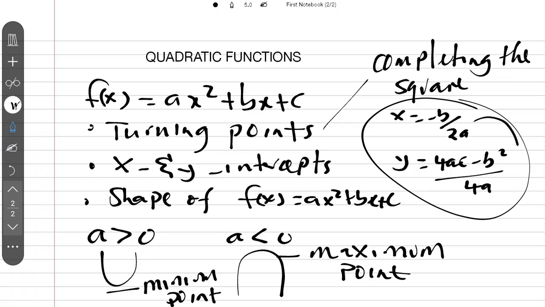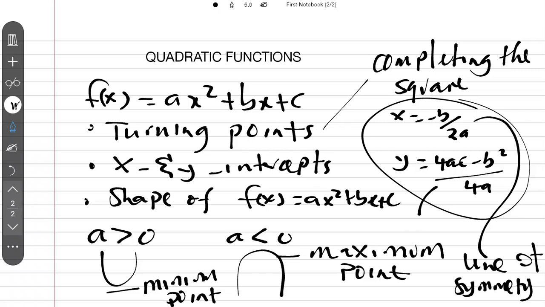So this value is known as the line of symmetry, and this one is known as the minimum or the maximum value. That is what we have for a quadratic function.